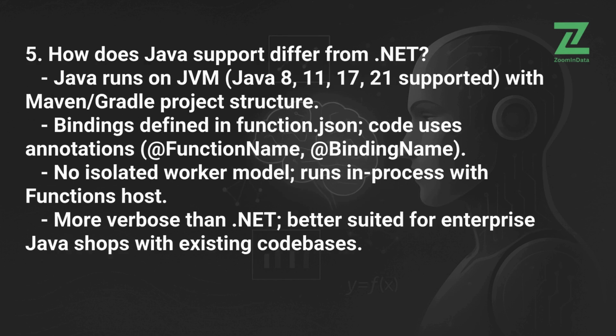5. How does Java support differ from .NET? Java runs on JVM, Java 8, 11, 17, 21 supported, with Maven, Gradle project structure. Bindings defined in function.json. Code uses annotations, @FunctionName, @BindingName. No isolated worker model. Runs in process with Functions host. More verbose than .NET. Better suited for enterprise Java shops with existing codebases.